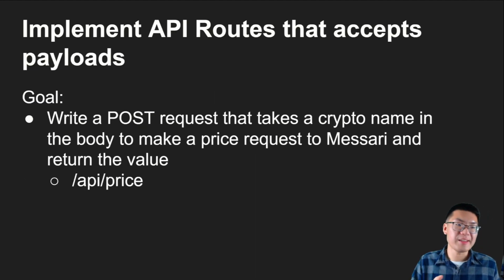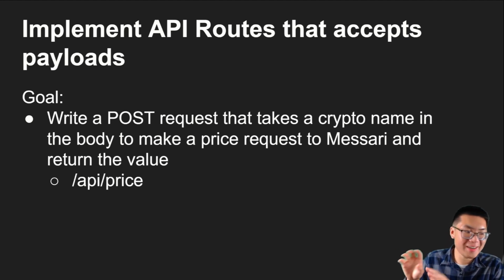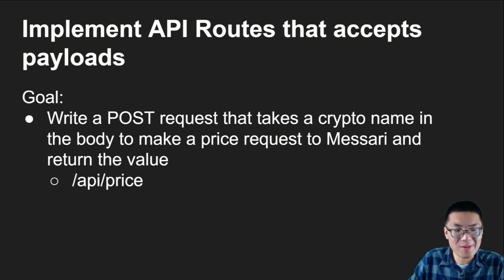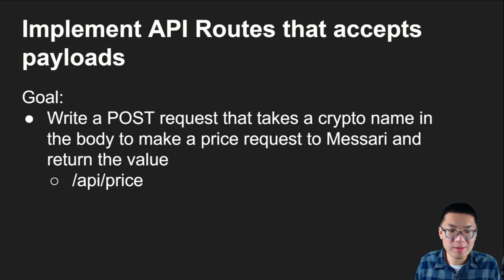So here's another interesting thing that you can do. Along with GET requests, we can also make POST requests that pass data from the client to the server. Obviously, we're not supposed to be using POST requests in this specific way. POST requests are meant to add or update data. Let's ignore that fact for now, and let's just talk about how we would actually send data across the network. So the goal here now is to implement an API route that accepts payloads. We want to write a POST request that takes in a crypto name in the body to make a price request to Messari and return the value back. And so our endpoint would just be API price. So let's get to it.